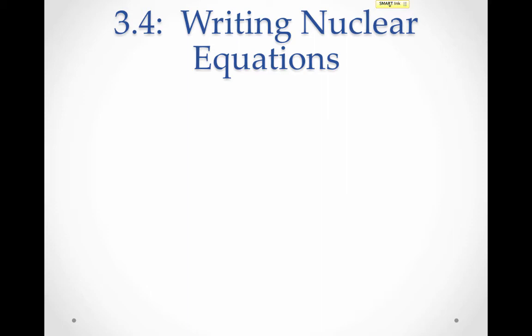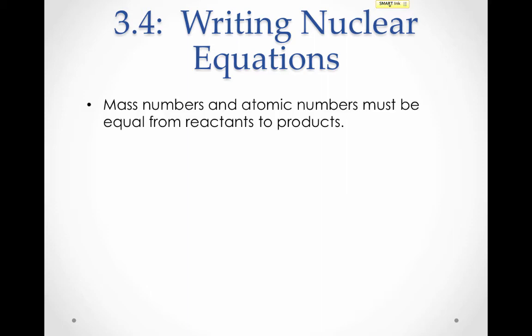We can represent these nuclear processes by writing nuclear decay equations. Again, the mass number and the atomic number must be equal for reactants and products, meaning we can't create or destroy any mass.